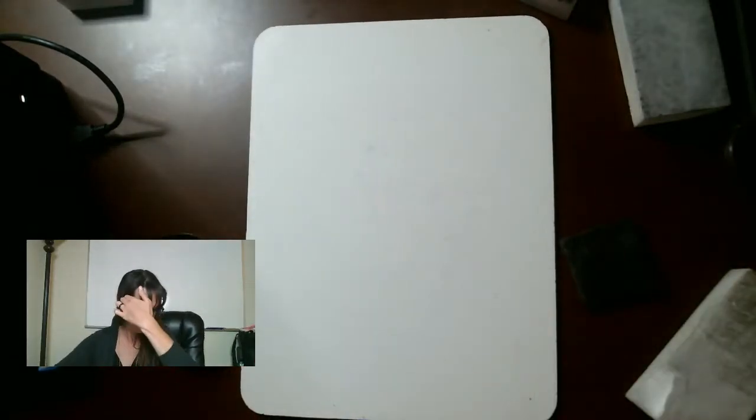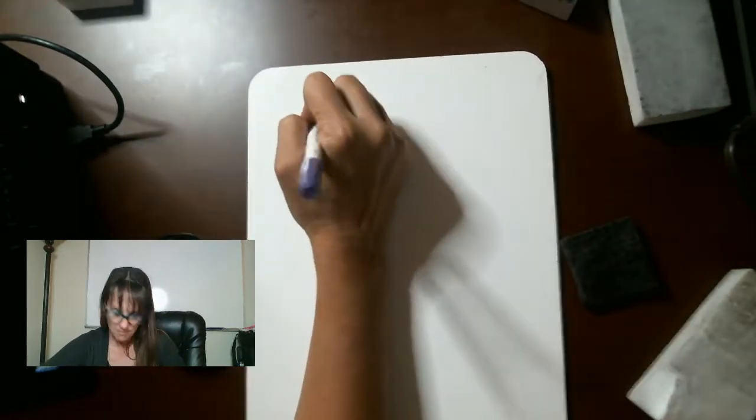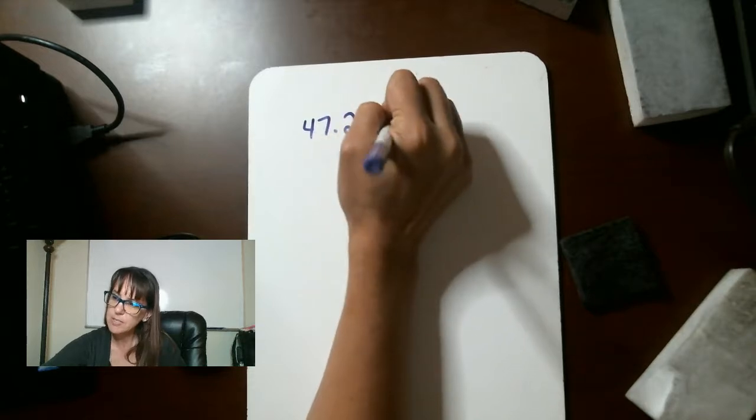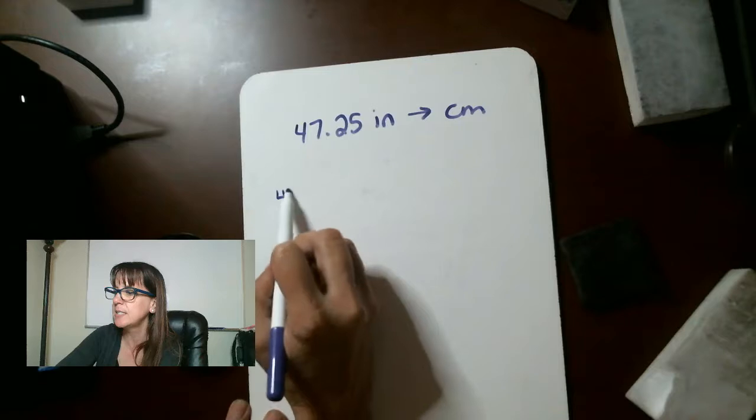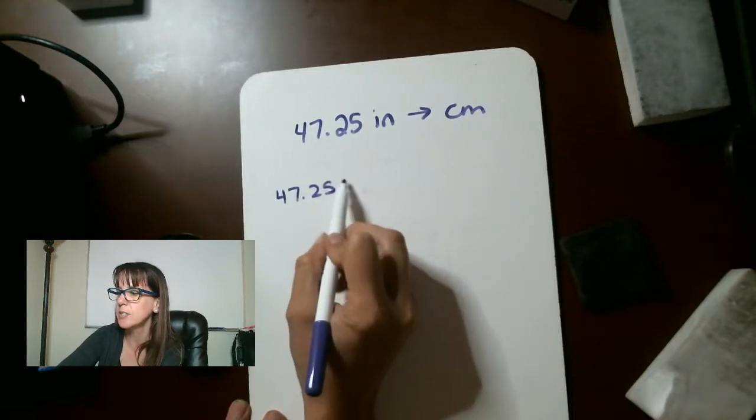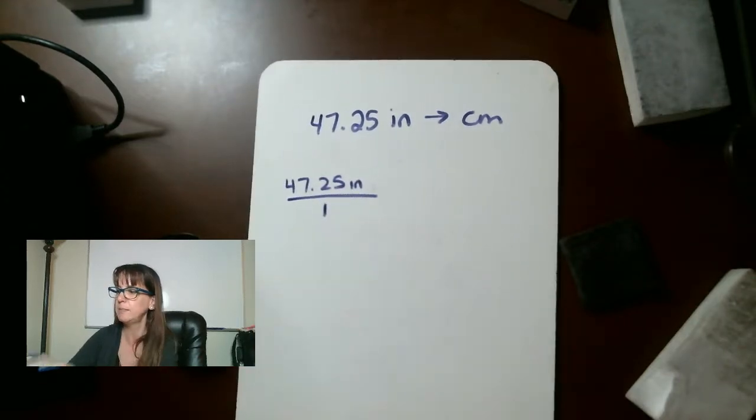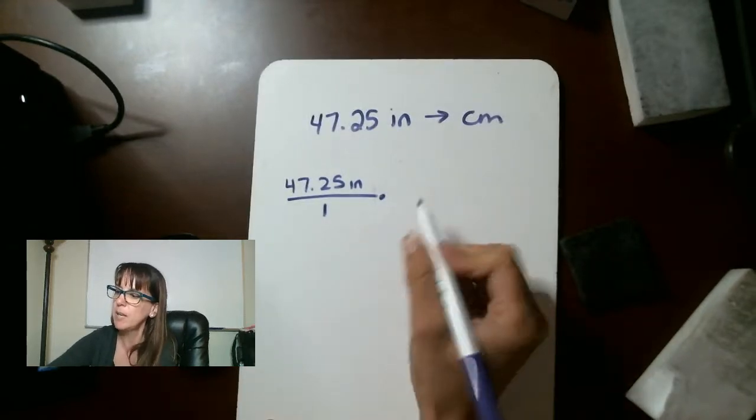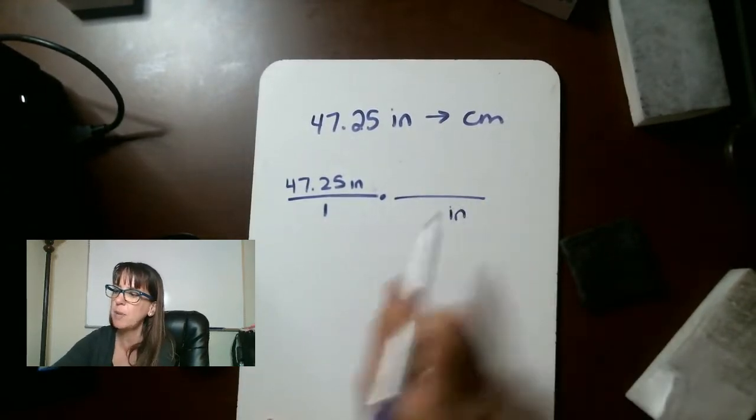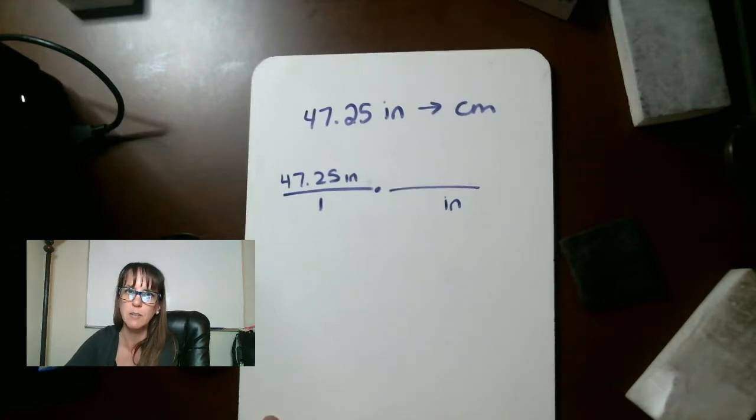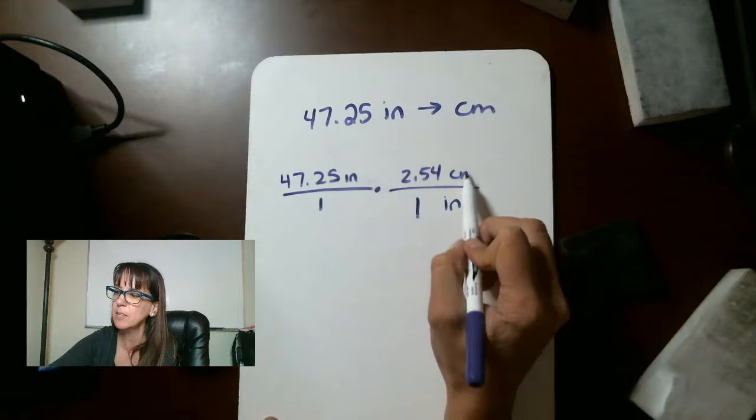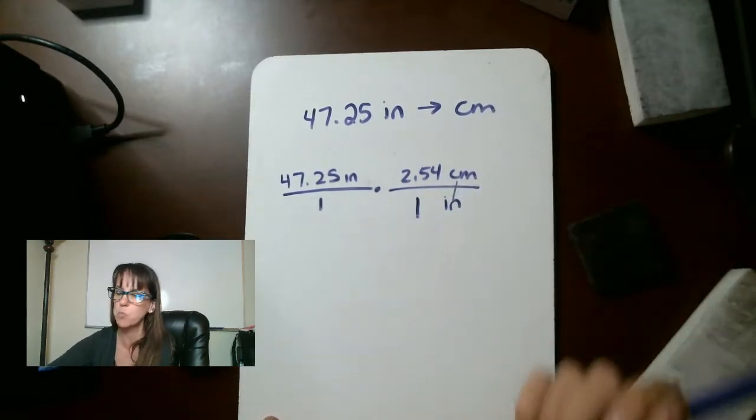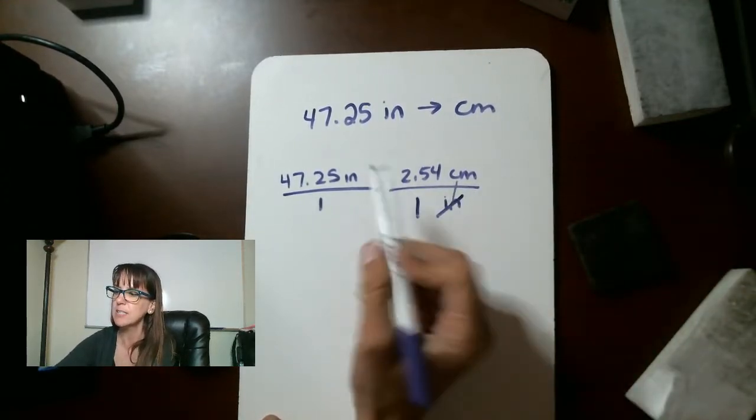Okay, so for the third example here, we have 47.25 inches into centimeters. So again, we start with 47.25 inches over 1. We're going to multiply it by something, and I want inches on the bottom so that inch and inch will cancel out. And in every 1 inch, there are 2.54 centimeters. So we can look at that and we see, yep, that equals 1.